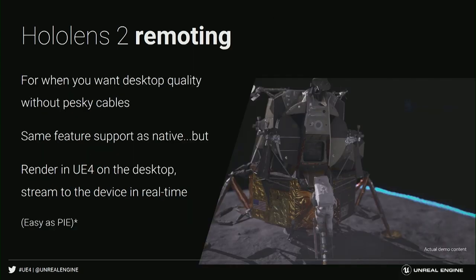Now, on the other end of the rendering spectrum, we have remoting for when you want more. Setting up remoting is actually pretty easy. There's a remoting application available on the HoloLens store that you can just download onto the device. And then you enable the remoting option in the plugin. Then you just play in editor. That's it, easy as pie.